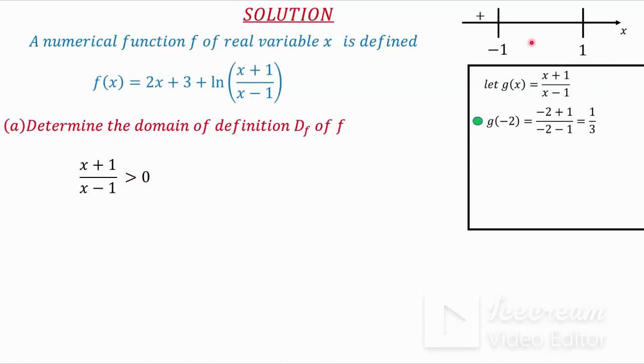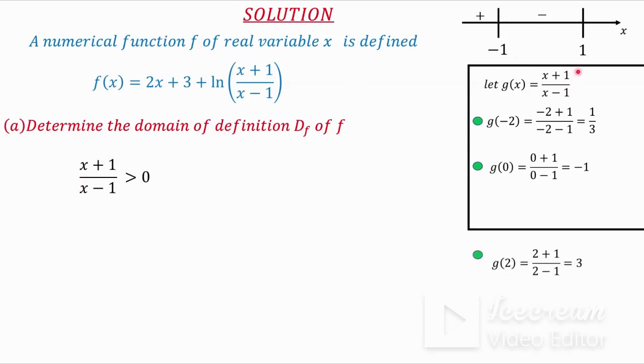We do the same thing by taking a number between -1 and 1. Let us say for example 0. If you take 0, we do g of 0. Everywhere we see x will be 0, we are going to obtain 1 divided by -1, which gives us -1. From this we put the sign in the interval -1, 1 to be negative. And since it is negative, the values of x in the interval -1, 1 will not satisfy this inequality.